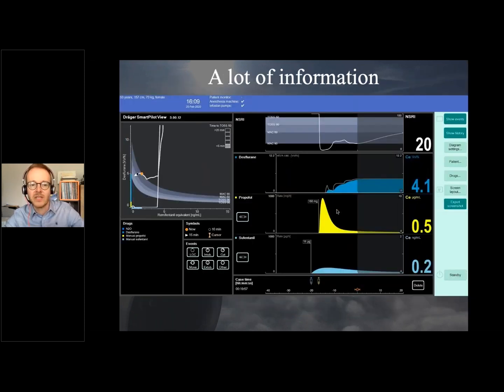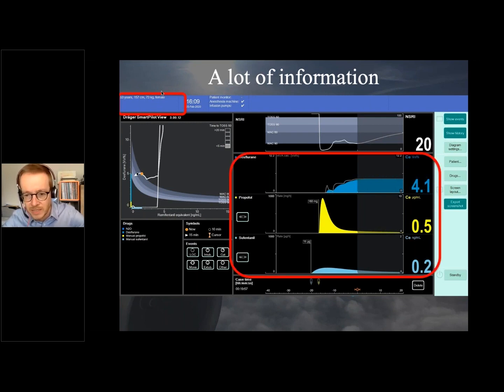So there's a lot of information on the screen. Let's take a quick look at what we can see. First of all, in the left upper corner, we have the patient characteristics. Of course, in pharmacology, these matter. These are entered manually when you start up your Zeus or your SmartPilot View, so it's important that you enter these correctly. Also, for intravenous pharmacology, it's important that you enter the gender right, because there is a difference between male and female.